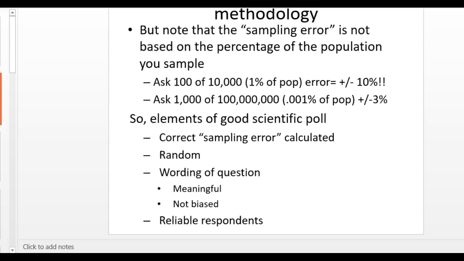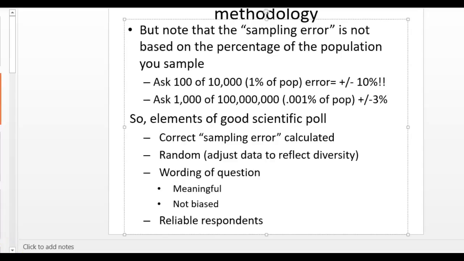But the correct sampling error is not the only element of a good scientific poll. One, of course, it's also crucial that the people that you ask, that it be random. Okay, so randomness is important.